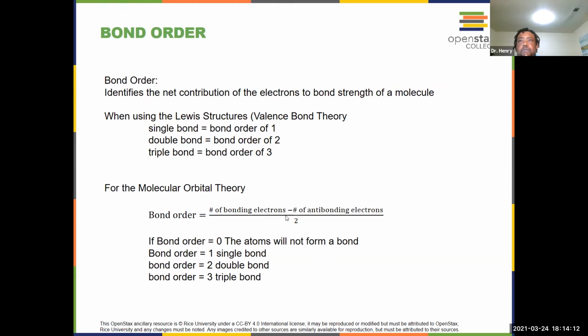Okay, so this is just telling you all of that we just talked about, right? So bond order, again, is the number of bonding electrons minus the anti-bonding electrons divided by 2. If our bond order is 0, it's not going to form a bond. If our bond order is 1, it's going to be a single bond. If our bond order is 2, it's going to be a double bond. If our bond order is 3, it's going to be a triple bond. You good? Okay, let's go back.